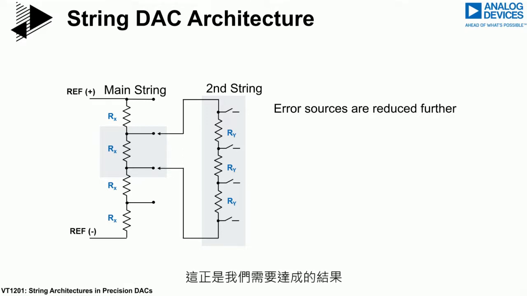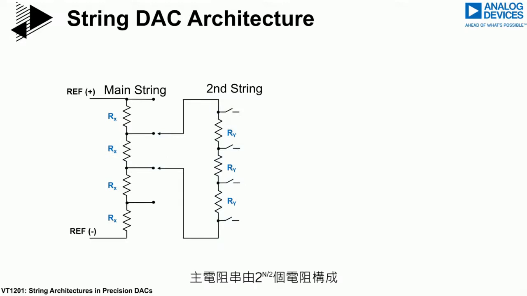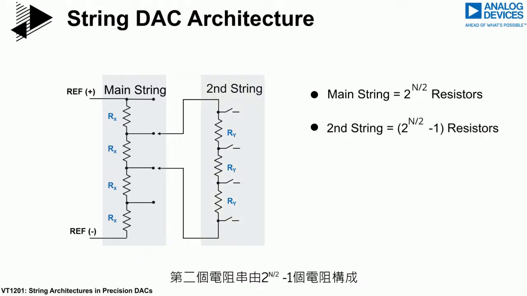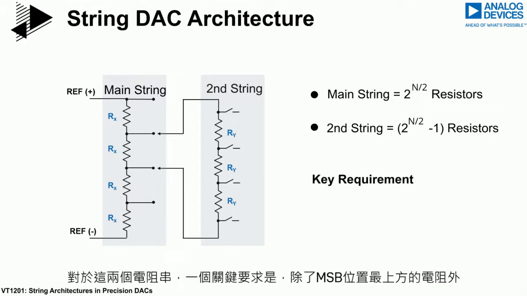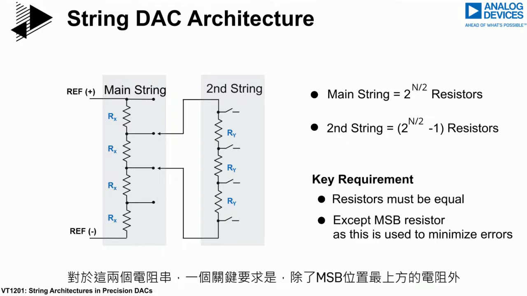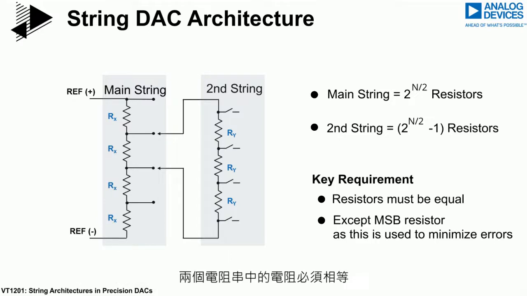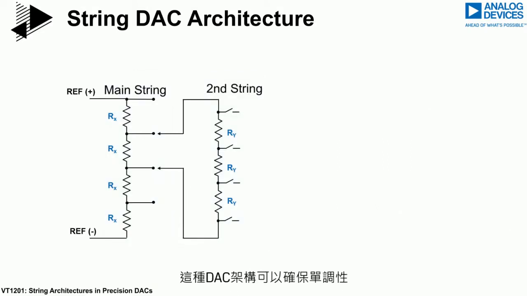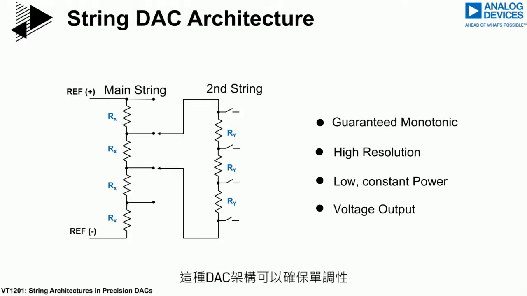and is exactly what is required. The main string consists of 2 to the n over 2 resistors, and the second string consists of 2 to the n over 2 minus 1 resistors. A key requirement is that the resistors in the 2 strings must be equal, apart from the top resistor in the MSB position. This is used to reduce gain error effects. This DAC architecture ensures guaranteed monotonic, high-resolution, low constant power voltage output DACs.